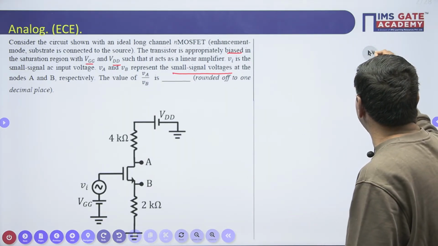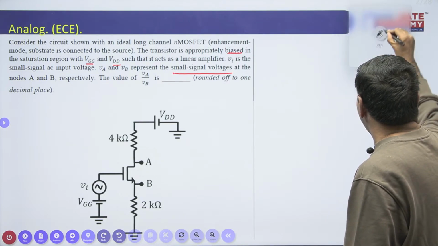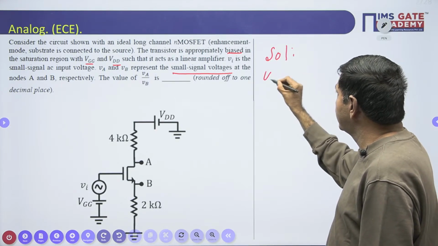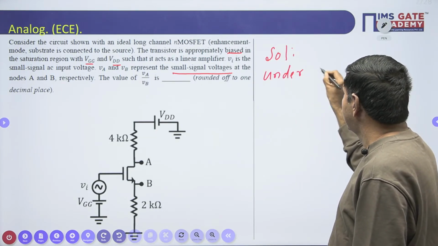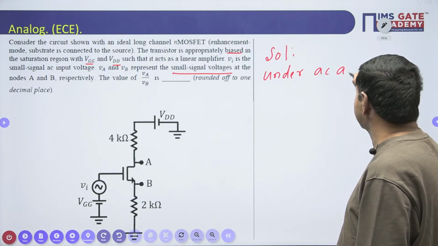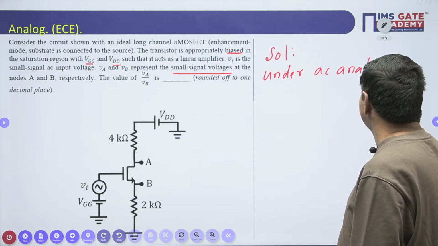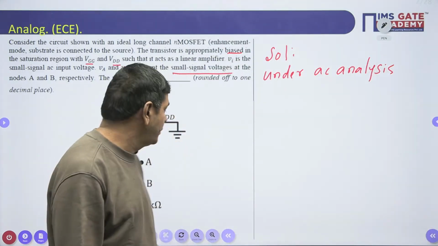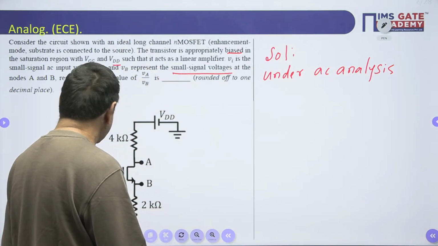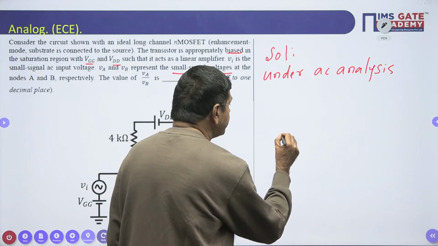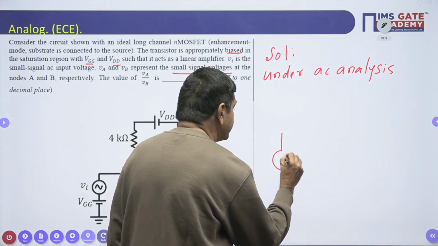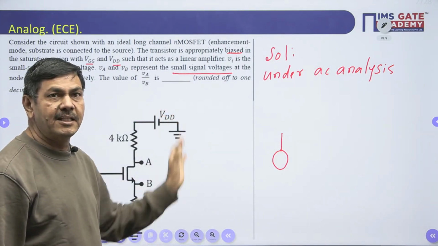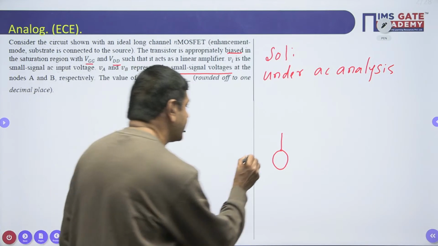I want to get the answer under AC analysis. I would like to apply AC analysis here now. Under AC analysis, what you have to do? This circuit I can modify. The AC source must be connected as it is. Whatever AC source is given must be taken as it is. That should not be touched.